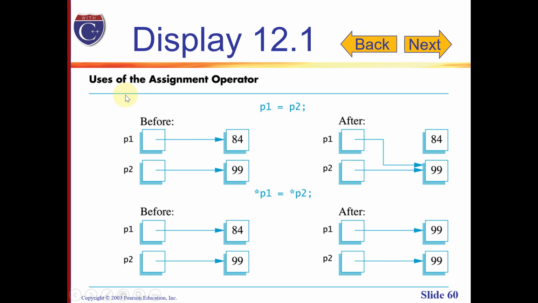This is what happens. For instance, we have the following assignment statement: p1 = p2. For example, before the said statement, we have the following. In this case, p1 is pointing to an address which contains the value 84, and p2 is pointing to an address containing the value 99. After executing this statement, we will now have the following scenario. As you can see here, p1 will now be assigned whatever address p2 is pointing at, such as this one. Thus, they will now contain the same value.